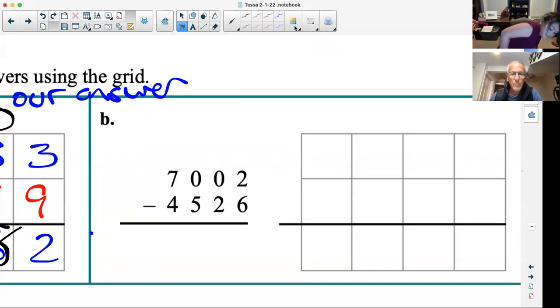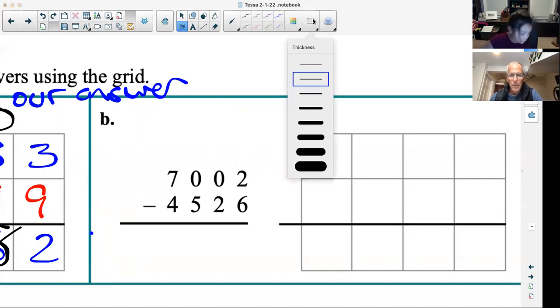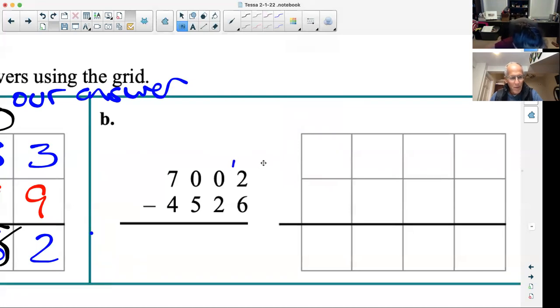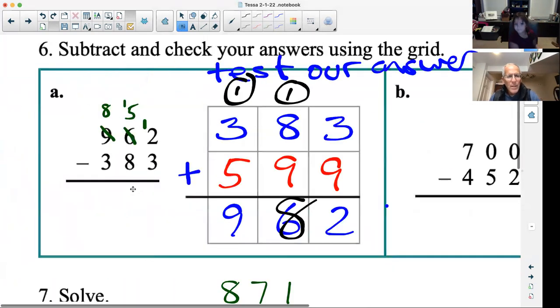So 2 was too small for 6, so I made it into a 12. Then 12 was too, oh wait, yeah, sorry. So 9 was too, well, and then 0 was too small for 2, so I made it into a 9. Tessa, look at me. Every time you borrow you have to take it from somewhere.